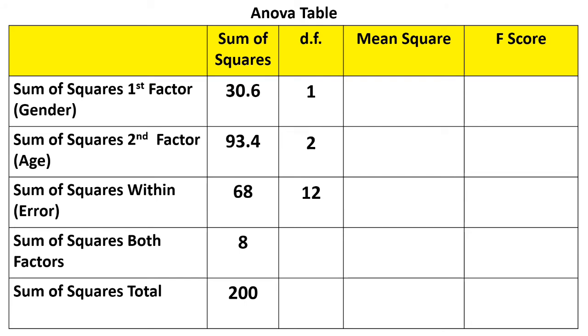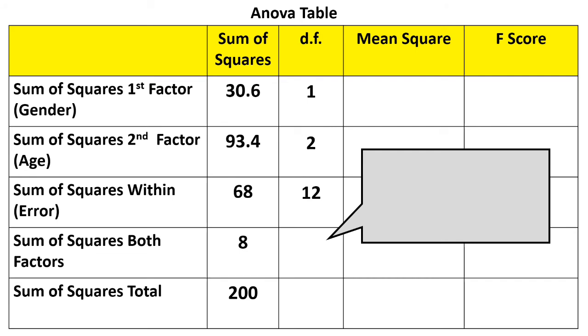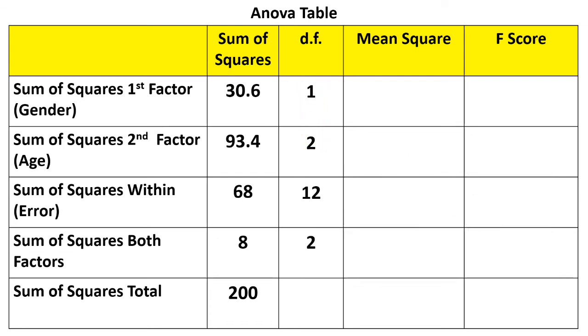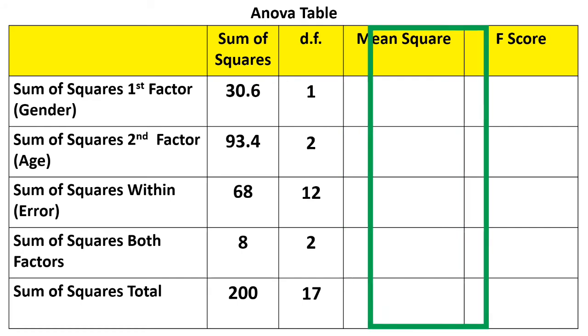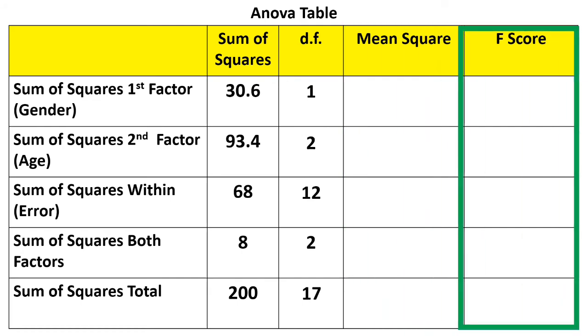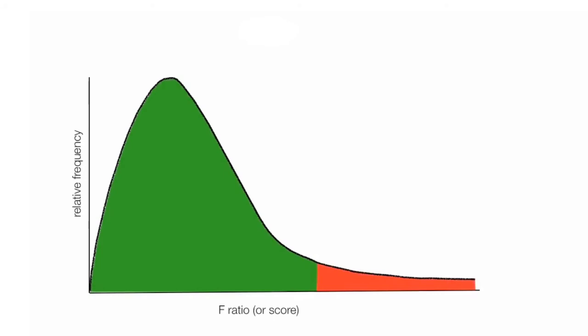Now, the degrees of freedom for the sum of squares for both factors is actually the product of the DFs of the sum of squares for the first factor and the sum of squares for the second factor. And that is 1 and 2. So 1 times 2 is 2. The degrees of freedom for both factors is 2. Now, sum them up and boom! We have the DF of the sum of squares total, and that is 17. Now, let's calculate the mean square as well as the F ratio, or the F score, and how we interpret those results.